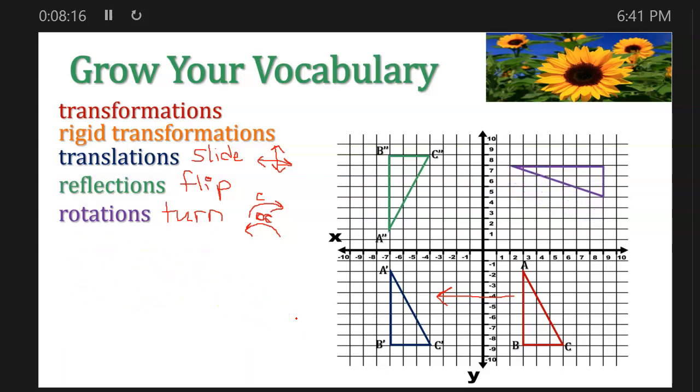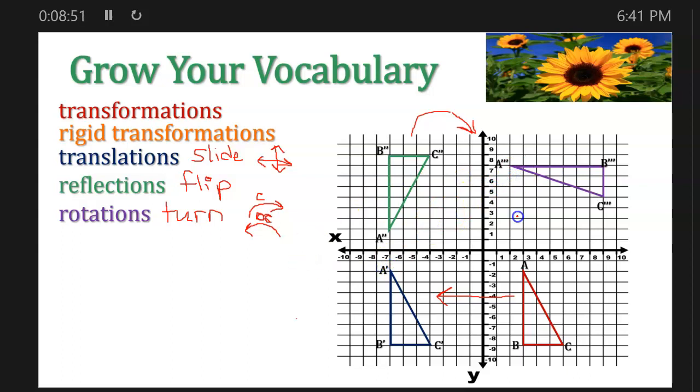Now, if I were to rotate this 90 degrees clockwise, it would look something like that direction. It would look something like this purple triangle here. So now I've got triangle A triple prime, B triple prime, and C triple prime. And notice that its location changed from the green over to the purple, but it also changed orientation again. Now the B and the C is no longer on the top, it's on the right-hand side of the triangle. And the A is no longer on the bottom, it's on the left side of the triangle.